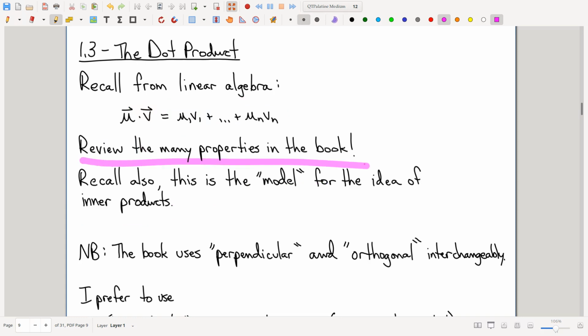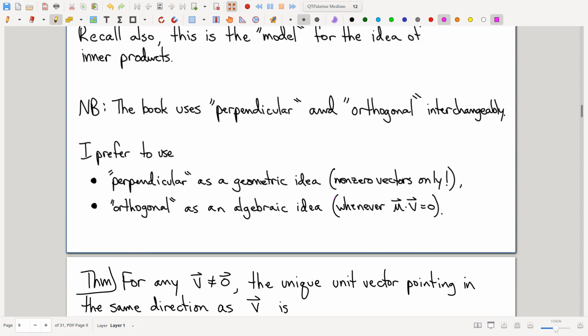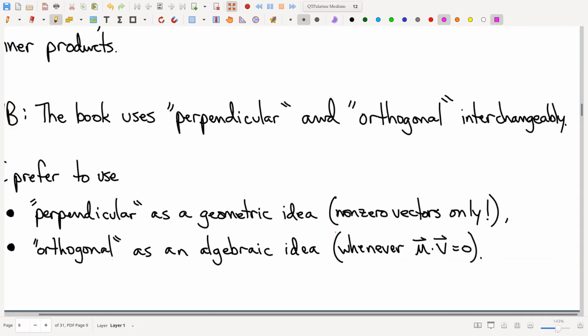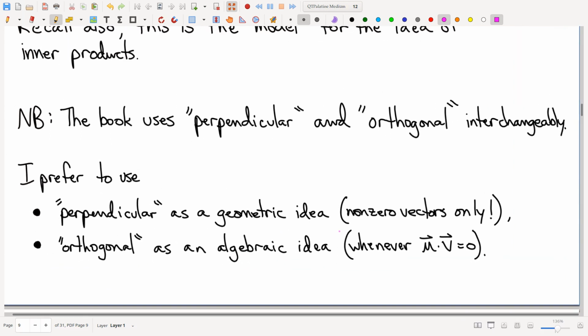Okay. So keep that in mind. Make sure you remember all the basic properties of dot products. They're in the book. I'm sure they're in your linear algebra book. I do want to talk about this a little bit. I think this is worth a minute or so. Our book and many others use these two terms, perpendicular and orthogonal, interchangeably. I think that's unfortunate.